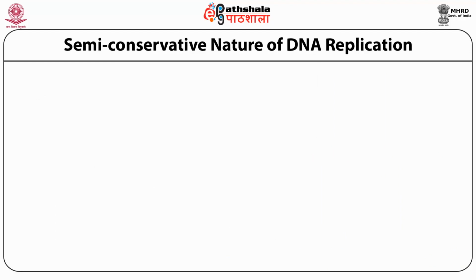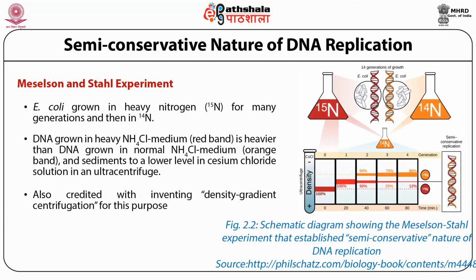With the path-breaking experiment of Meselson and Stahl, the two other models, that is, the conservative model and the dispersive model of replication of DNA, were totally ruled out, and the only DNA replication model that came to be established and universally accepted was the semi-conservative model of DNA replication.